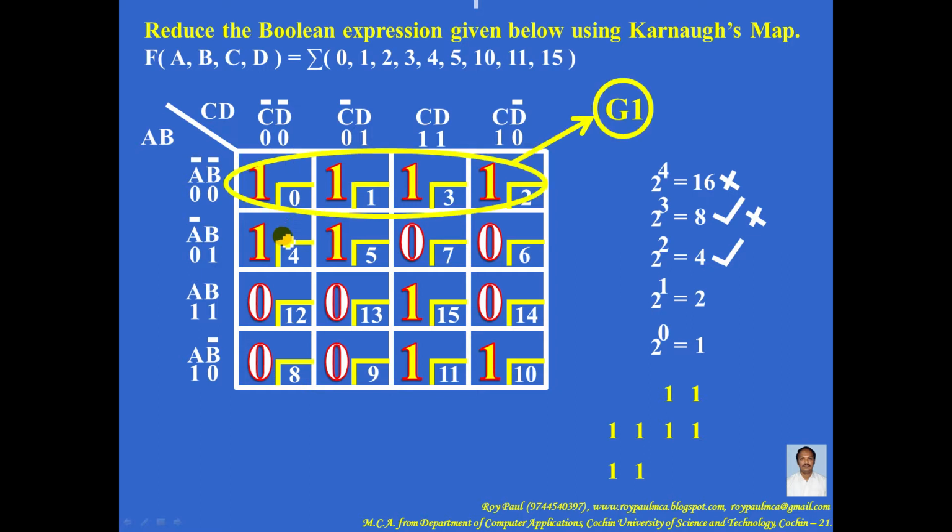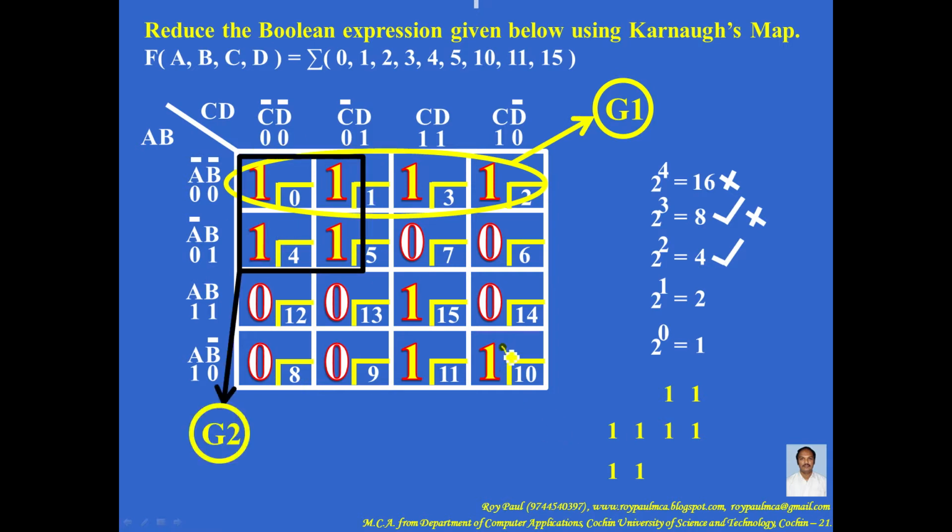Group 1. Using the left out ones, will I get 4 adjacent ones? Let me try. These are the left out ones. 1, 2. For a left out one, overlapping is there. Once already taken can be taken again. So these 4 ones form the next group.